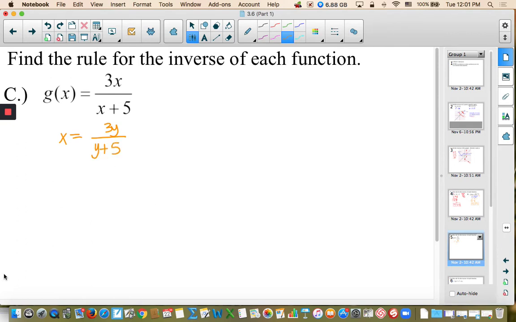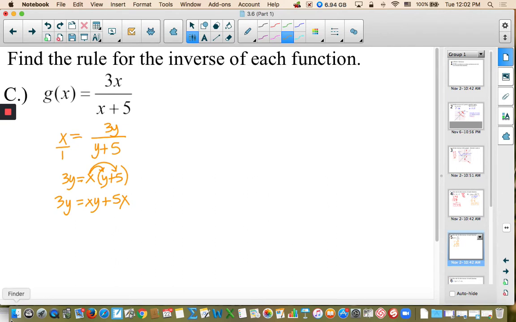Okay. Now, I could think of this on the left as being x over 1. So this is just a proportion, and I could cross multiply. So I'm going to do that. So I'm going to multiply 1 times 3y, which is 3y, and x times y plus 5. I'm going to distribute this x out to both things. So that would be xy plus 5x is equal to 3y.